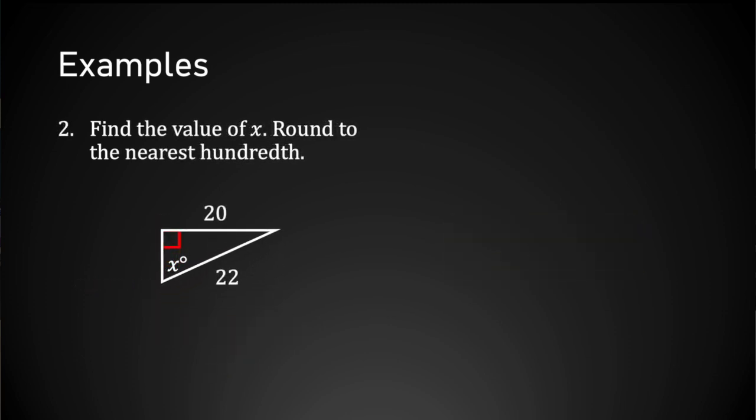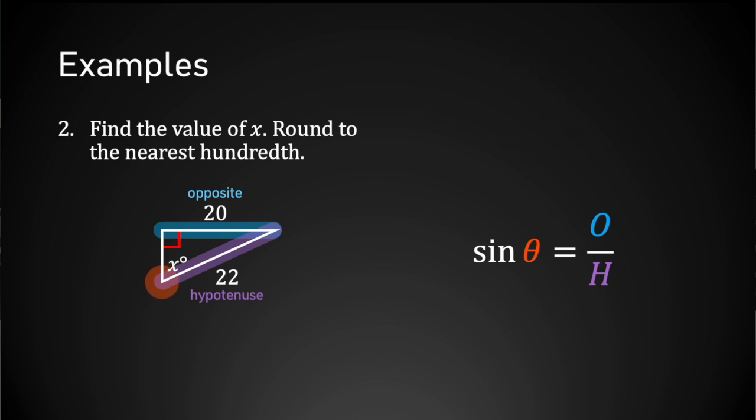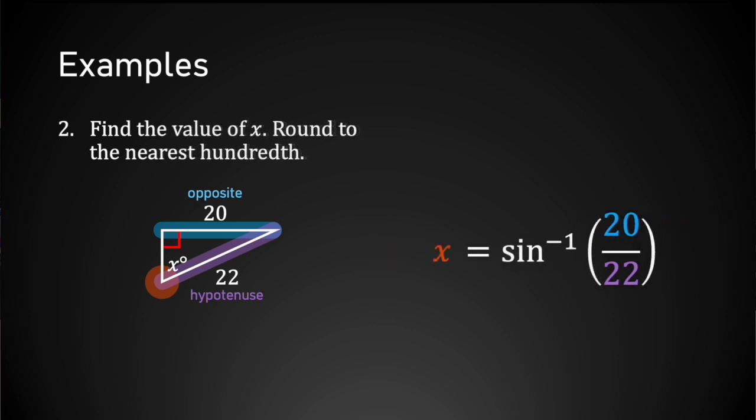The next example is similar, only this time we're given the opposite and the hypotenuse. SOHCAHTOA tells us to use sine when we have opposite and hypotenuse, so I'll write sine of theta equals opposite over hypotenuse. My reference angle is x, my opposite is 20, and my hypotenuse is 22. I'll take the inverse sine of both sides. Sine and inverse sine cancel out, so I'm left with x equals inverse sine of 20 over 22.